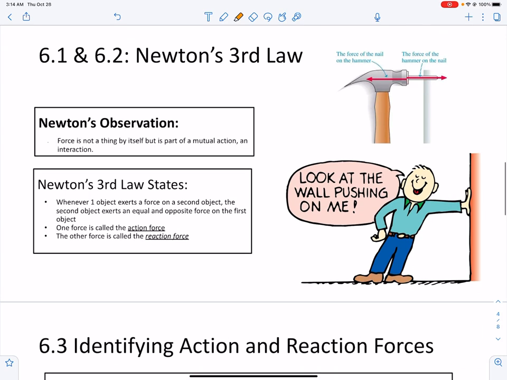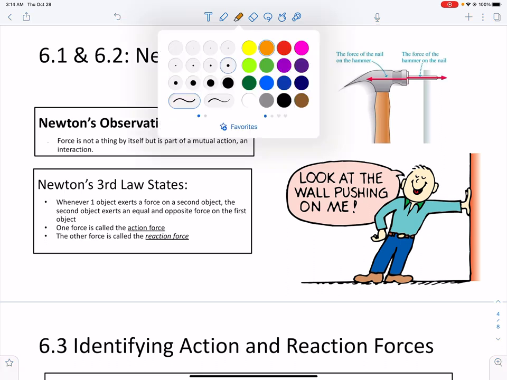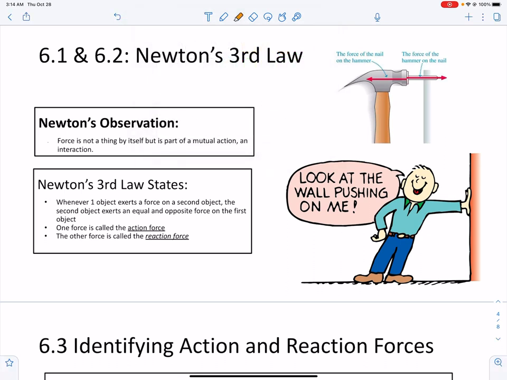So what does his third law actually state? It says whenever one object exerts a force on another object, the second object exerts an equal and opposite force on the first object. We call the first force the action force, and the second force the reaction force.